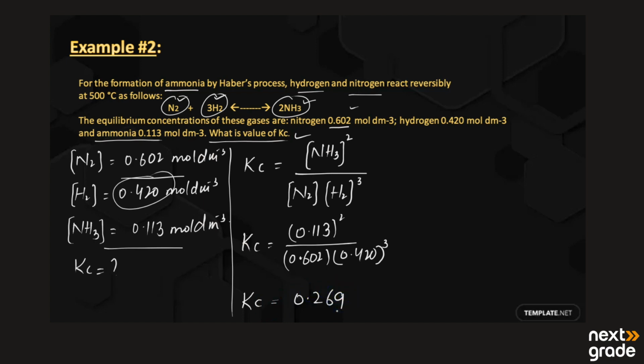By solving, we will get the answer, and the answer is simply 0.269. And now what will be the unit here? As there are 4 moles of reactants and 2 moles of products, the unit we will get is per mole square, and dm cube 6. So this is the simple value of Kc that we can gain in this chemical reaction.